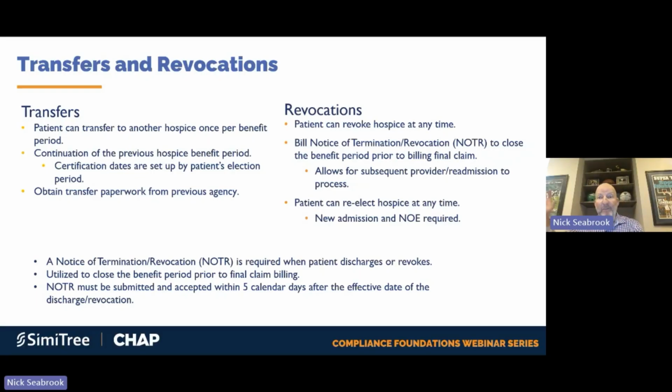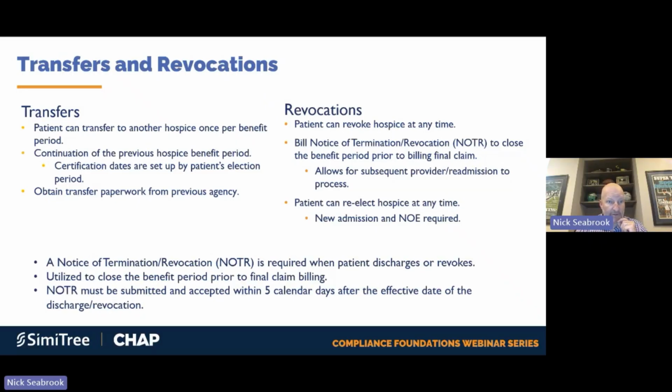That other agency needs to bill that notice of termination or revocation so that that subsequent provider can admit the patient. So that's at that point in time is when the other agency can bill. So the notice of termination is required. You can see it on those bottom three bullets: when the patient discharges or revokes. It closes that benefit period prior to final claim billing, and it must be submitted and accepted within 5 calendar days after the effective date of the discharge or revocation.